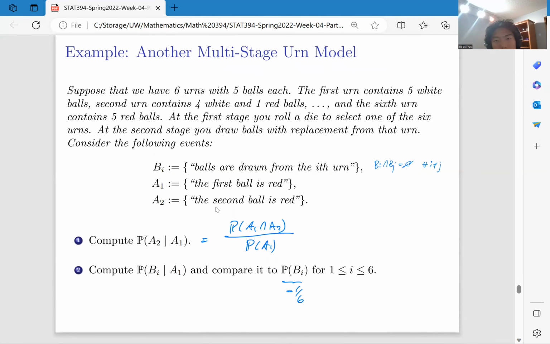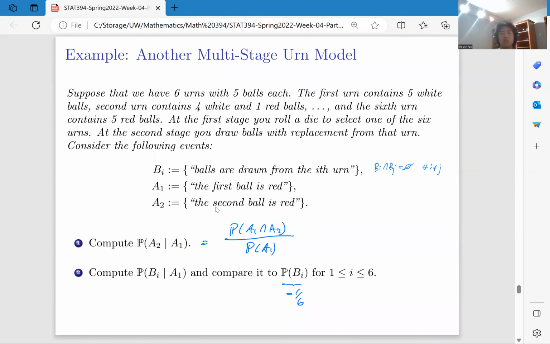And the last example I want to see is another multi-stage urn model. So there are 6 urns and 5 bowls in each urn. The first urn has 0 red bowls. The second urn has 1 red bowl. The third urn has 2 red bowls, and the last urn has all red bowls, which are 5 red bowls.